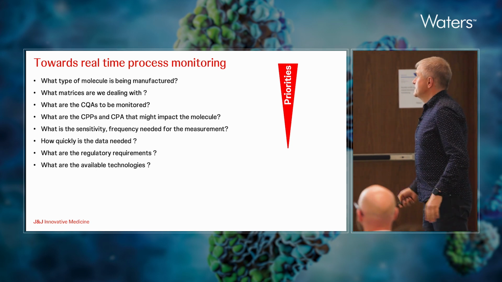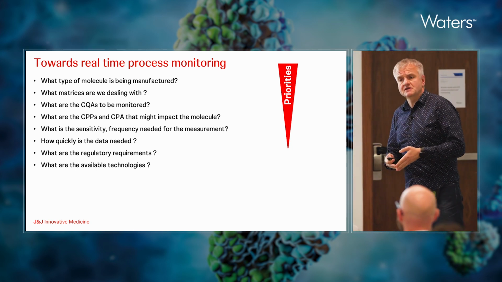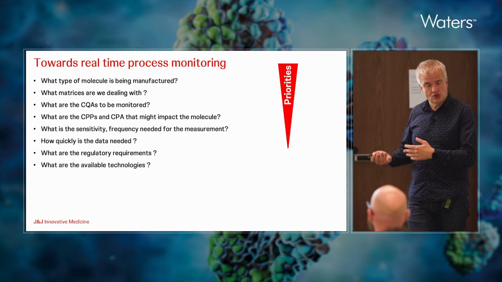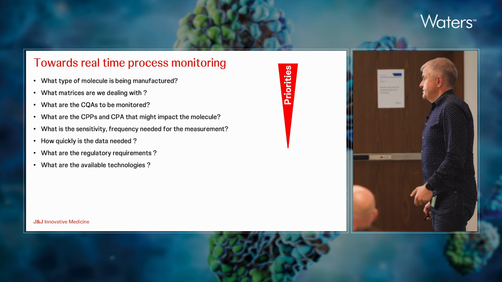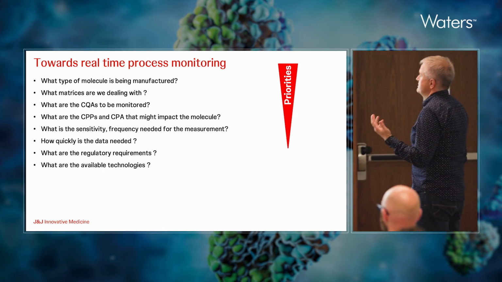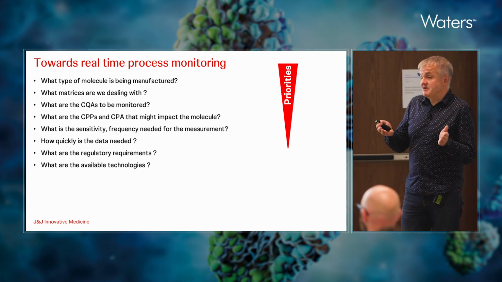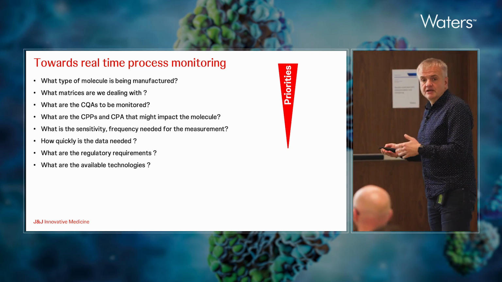It's very important to be aware of the matrices. There is one thing to deal with process analytics for upstream processing, and a totally different thing to deal with process analytics in fill finish. What are the critical quality attributes to be monitored? What are the critical process parameters, the critical process attributes? What is the sensitivity? This is very practical, but very important. What is the sensitivity and the frequency needed for the measurement?